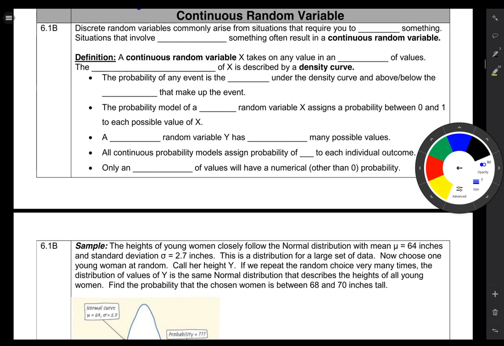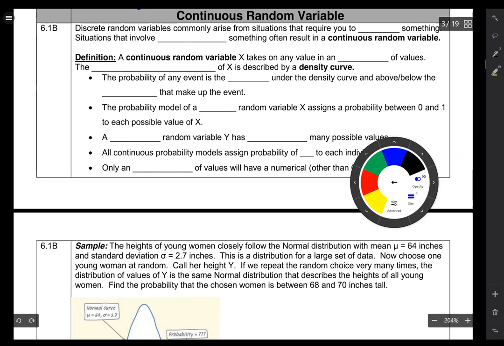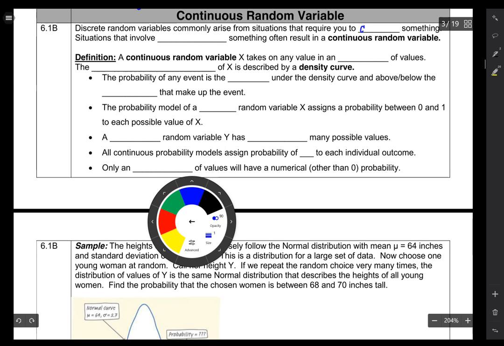Today in 6.1b, we are going to talk about another random variable known as a continuous random variable. Last time we talked about discrete random variables. Discrete random variables commonly arise from situations that require you to count something. Situations that involve measuring something often result in a continuous random variable because you have an interval. A continuous random variable x takes on any value in an interval of values.